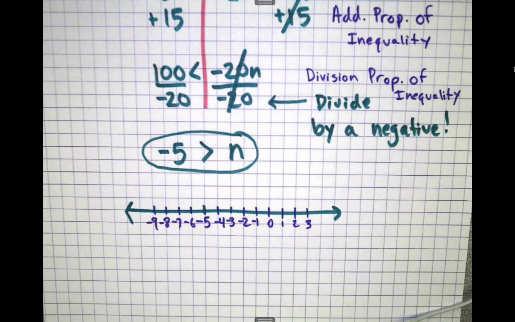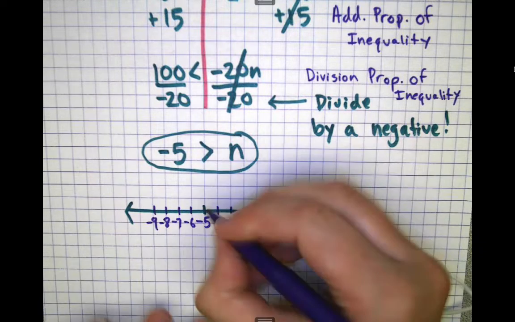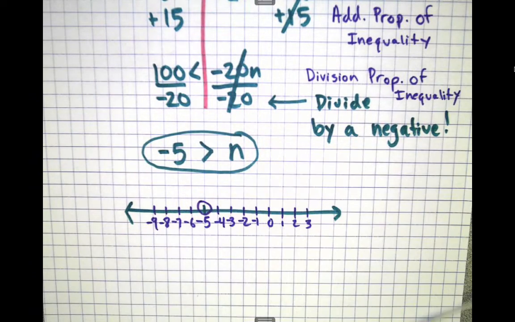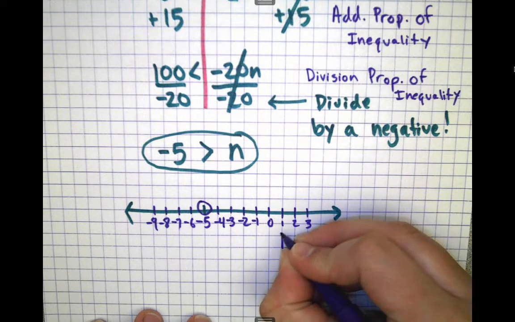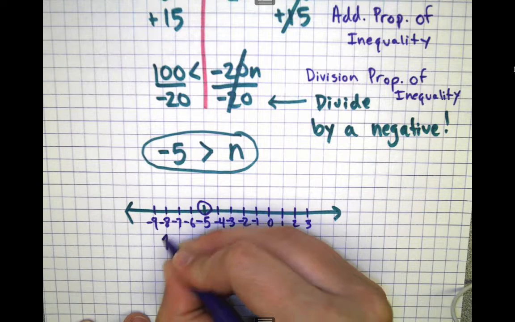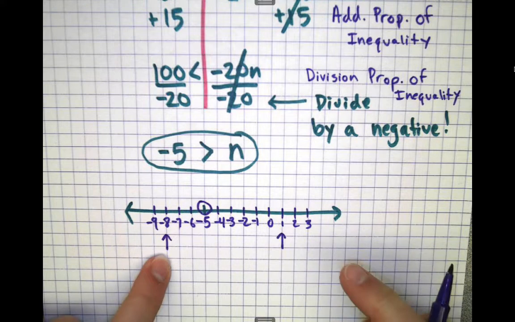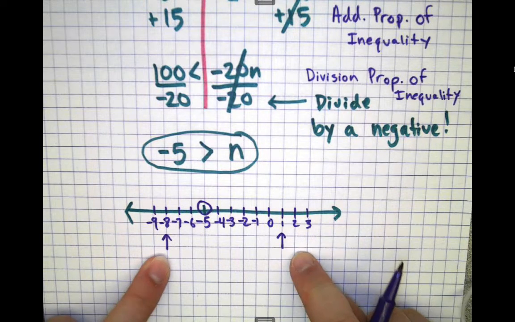So if the number is negative 5, I'm going to circle negative 5, and I'm going to figure out which way I'm supposed to shade. So I'm going to run a test. I'm going to test the number 1, and I'm going to test the number negative 8. Picking something on the left and something on the right, and my choice is really up to me. I can pick whatever I want on the left and right.